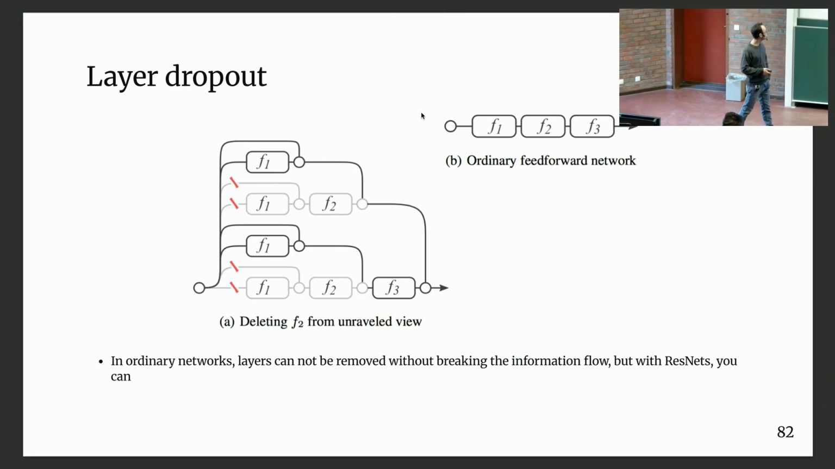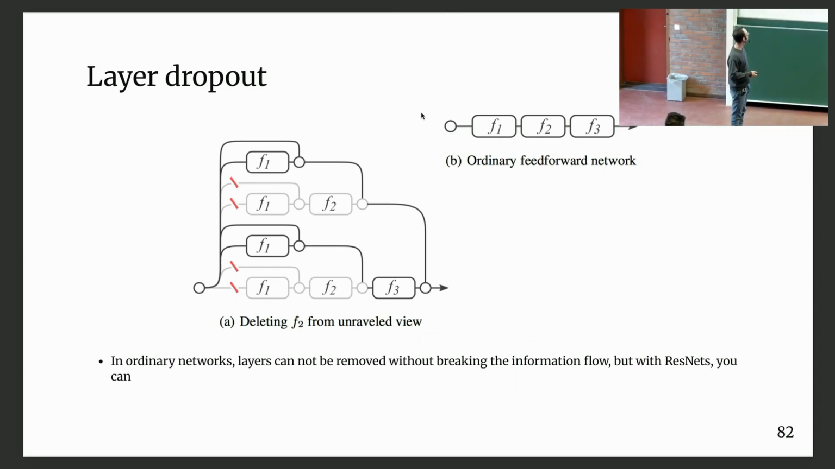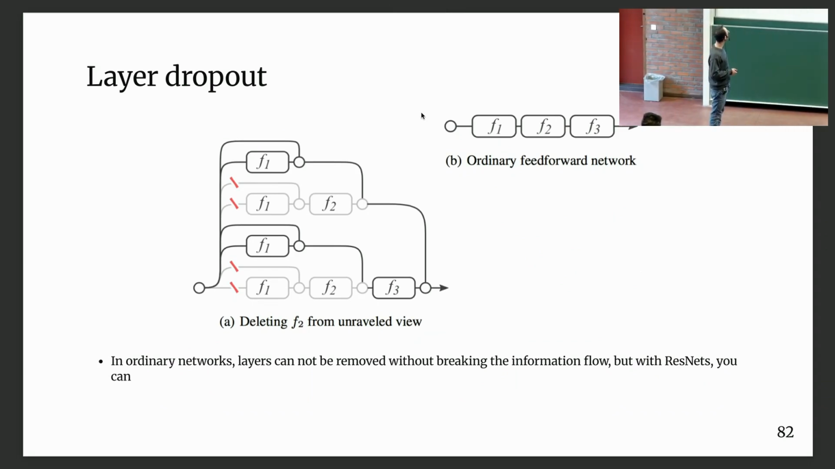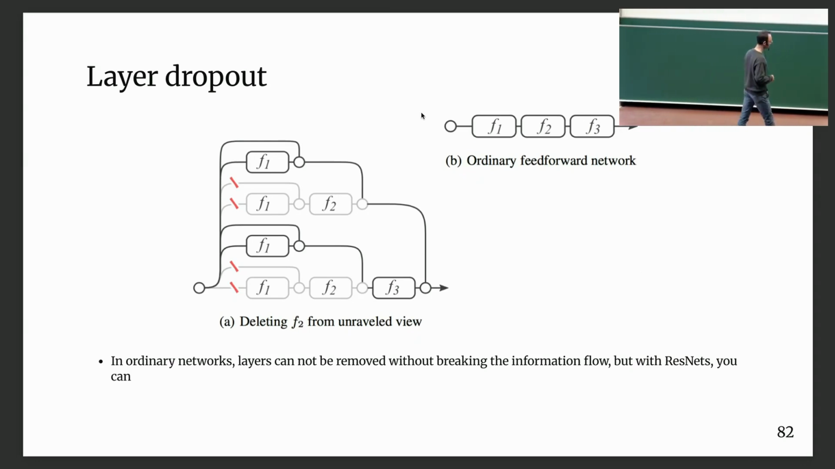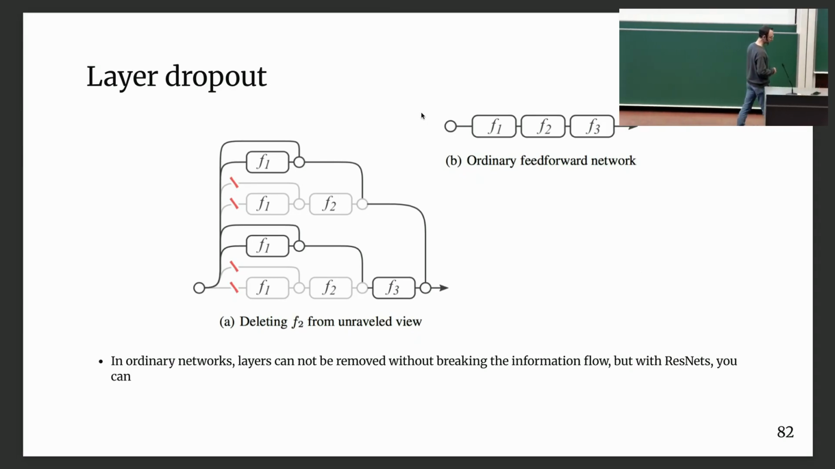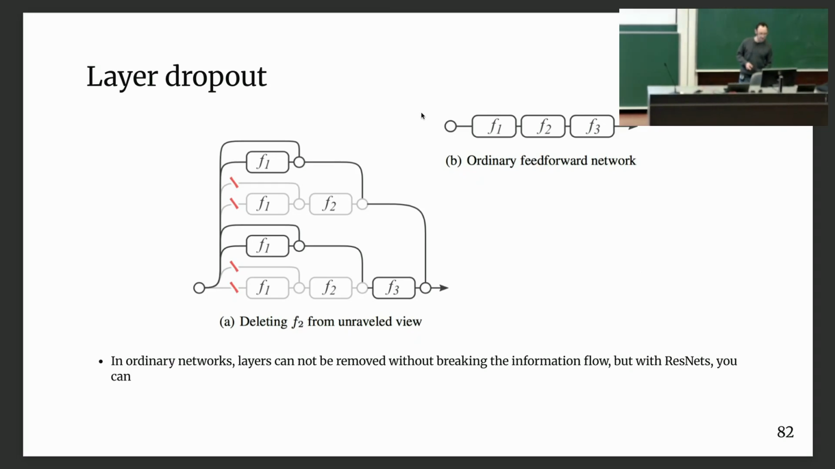Another thing that you can do once you introduce skip connections is that you can apply a concept called layer dropout. We haven't seen what dropout is yet, but it will basically mean that we will drop out certain neurons out of our network during training. We'll get back to that in a second.